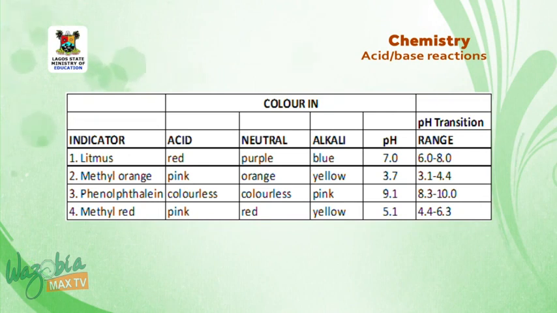Number 3 is phenolphthalein. The color of phenolphthalein in acidic medium is colorless, in neutral medium is colorless, in alkaline medium is pink, the pH is 9.1, and the pH transition is 8.3 to 10.0. And number 4 is methyl red. The color in acidic medium is pink. In neutral medium, it is red. In alkaline medium, it is yellow. The pH is 5.1 and the pH transition is 4.4 to 6.3.